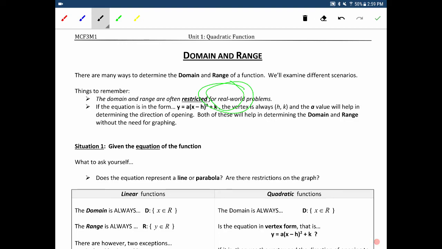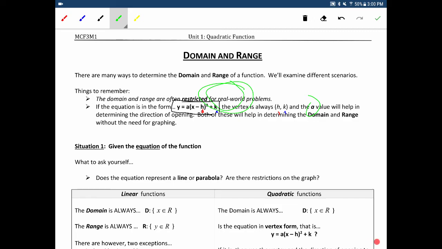So if the equation is in the form right here, this is our vertex form of a quadratic. Hopefully you remember from last year that the vertex of this parabola is just going to be the point (h, k), whatever the h and k are. So your x value for your vertex is the h, which you'll find right there. And your y value is k, which you'll find as whatever is right there at the end.